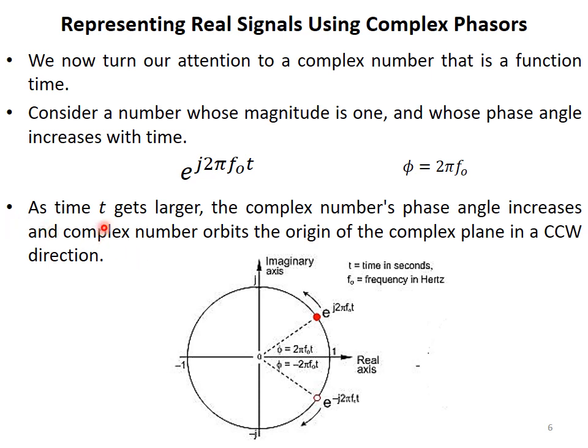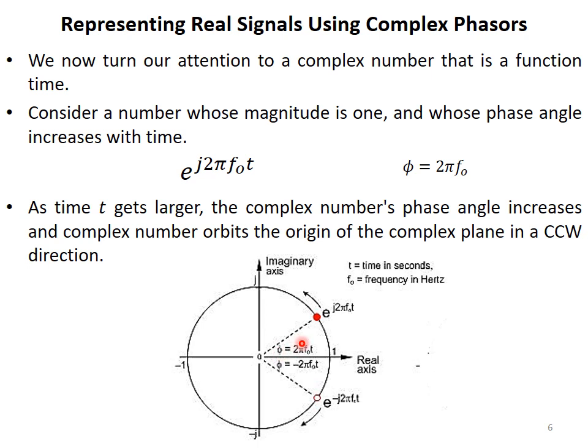Now as time t gets larger, the complex number's phase angle increases and the complex number orbits the origin of the complex plane in a counterclockwise direction, right? As the time increases, the phase angle increases as given in the equation, because 2 pi f naught are constant. So when t increases, the phase angle also increases, right? With the increase in t, this complex number also moves in a counterclockwise direction, right?